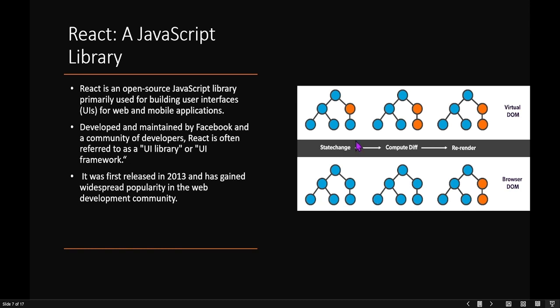As you can see, this is the browser DOM of traditional JavaScript, and this is React, which uses a virtual DOM. As soon as we change something, the state will be changed and then it will compute the difference and then re-render, not like traditional JavaScript, where the page reloads.